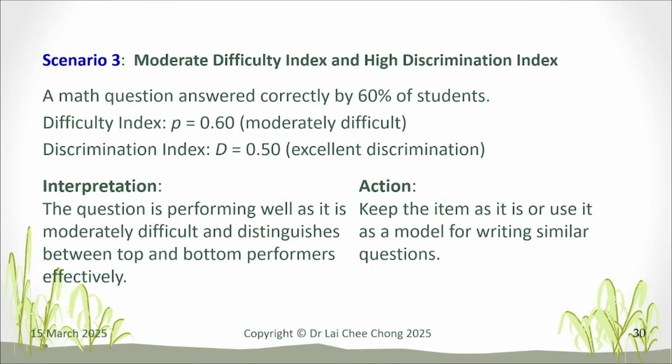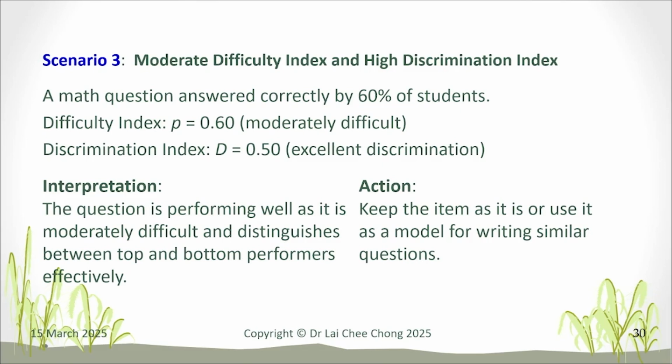Now, the third scenario. This is a math question, answered correctly by 60% of the students. So, what's the difficulty index? 0.6. Okay. It's moderately difficult. It's good. It's a moderate range. Not extreme. And how about the discrimination index? 0.5. Excellent. You need that. As long as it's bigger than 0.4, that's good, right?